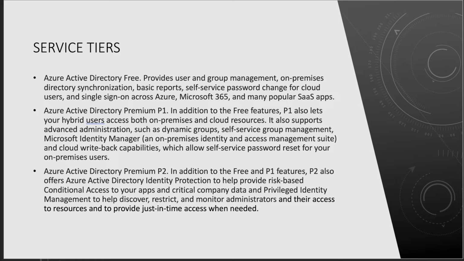And then finally P2, which is probably really the one everyone's going to want, is that you're going to get some good identity protection to help provide risk-based conditional access to your apps. Do some critical company data, privileged identity management to help discover, restrict, and monitor administrators and their access to resources. And again, just-in-time access when needed. So if you're really committing the whole way, you're going to go with P2 and have all the things. A lot of companies will simply just use P1 because they don't think they need to cover their administrators or have other things they need to do, but it's there for you if you want it.